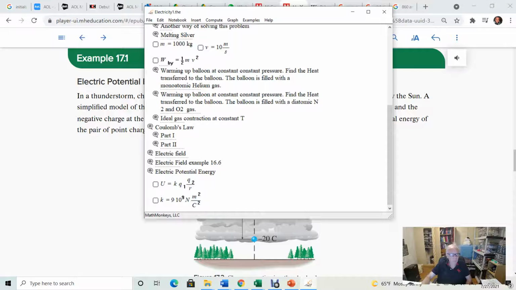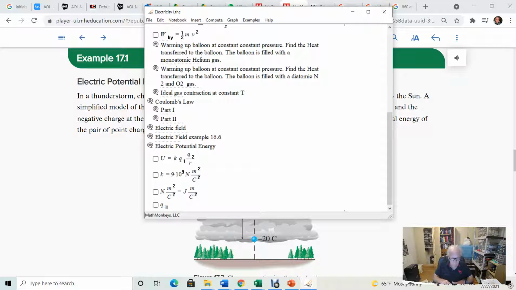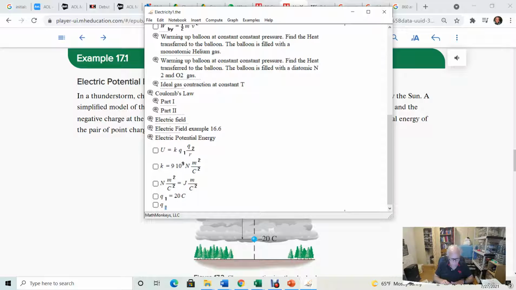Which, by the way, is also equal to joules times meter divided by coulomb squared. That's another way of writing down the same units for K. Q1 and Q2, here you go. Q1 is equal to 20 coulombs. Q2 is equal to minus 20 coulombs.